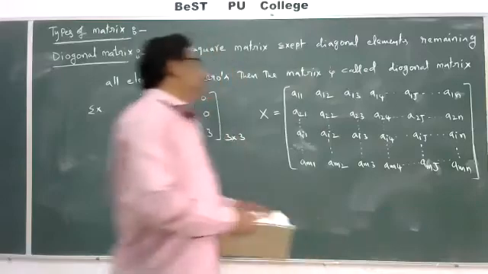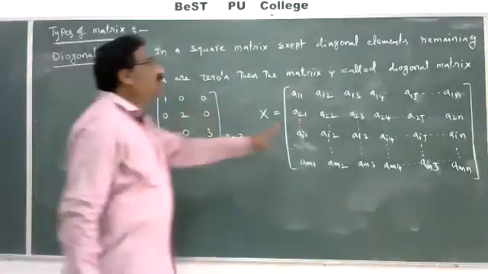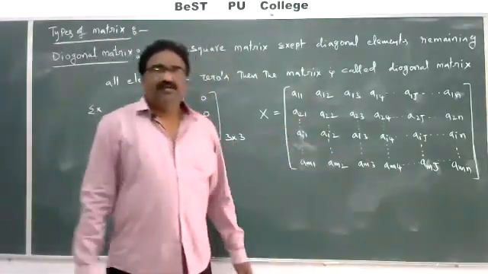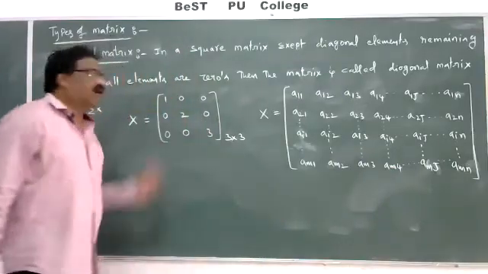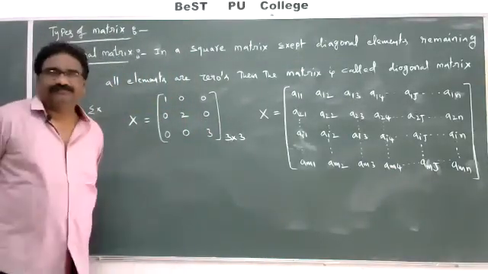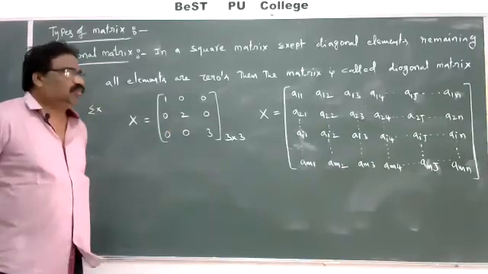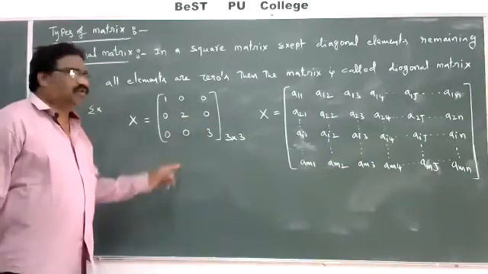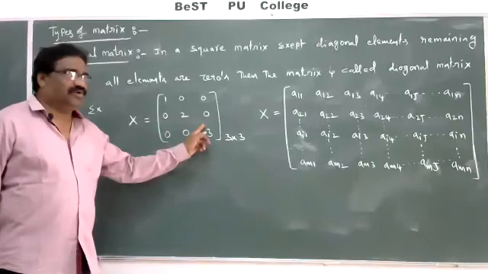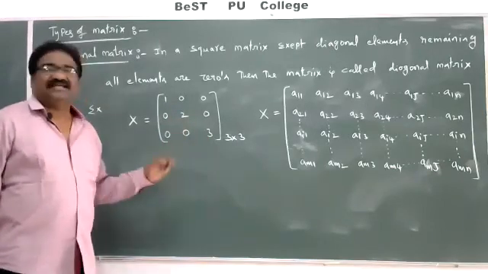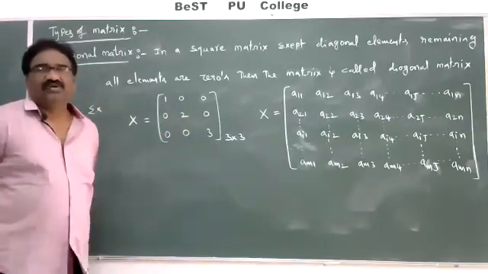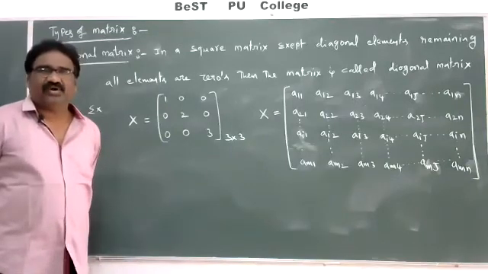This represents, in any matrix, the position of the elements. For example, in this matrix, what is the position of the element 2? That is, second row, second column. 2 by 2. Second row and second column.